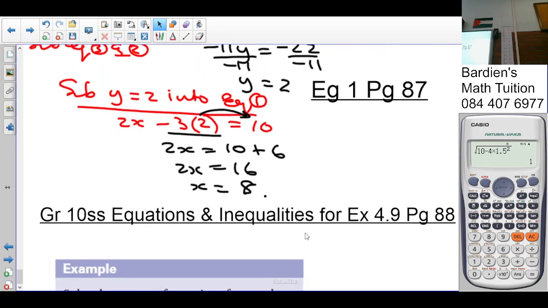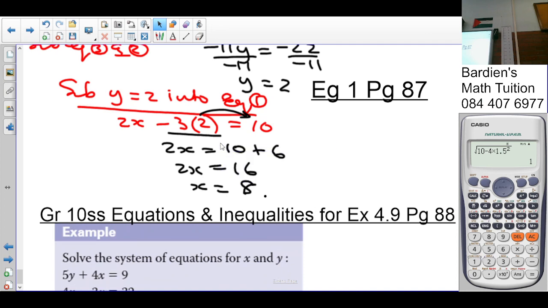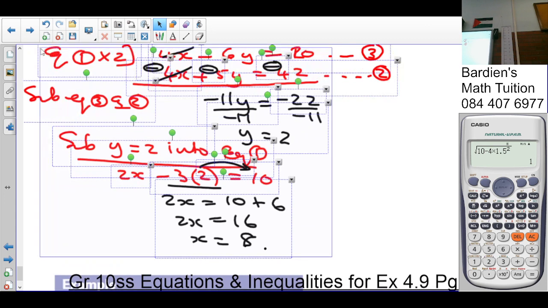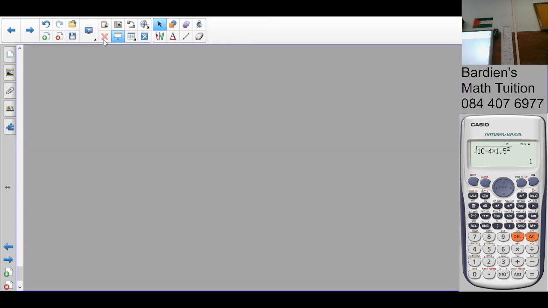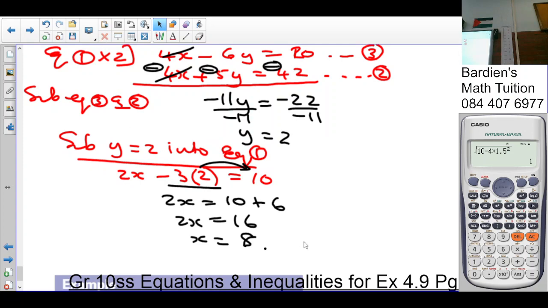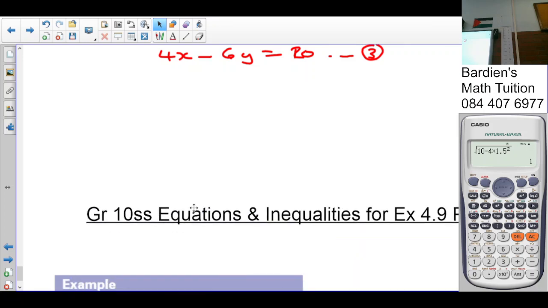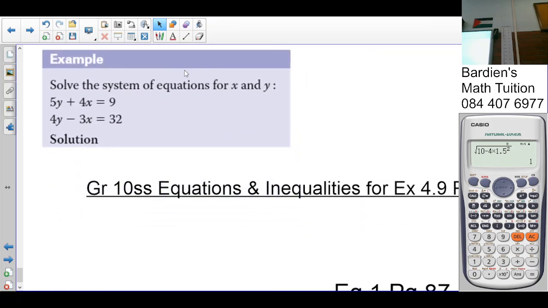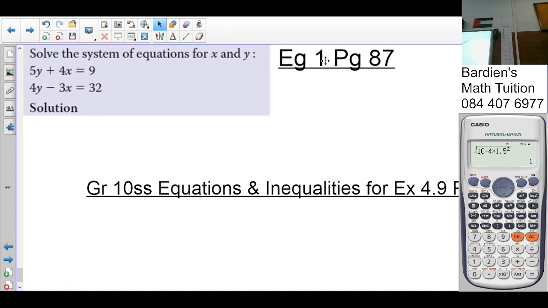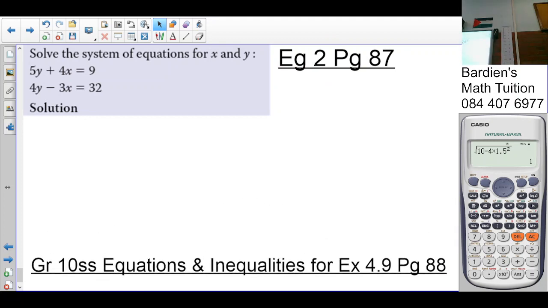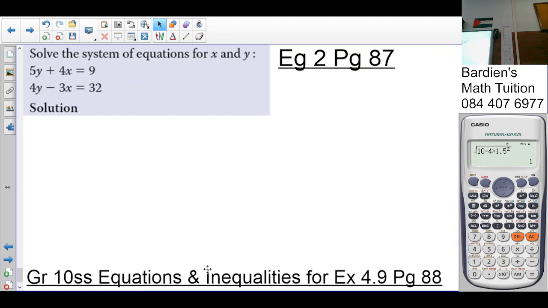So let's look at an example. Alright, so what I'm going to do is pause the video at this point and give you a chance to do exercise example 2 on page 87, and then we'll do it together again on the board. Okay?